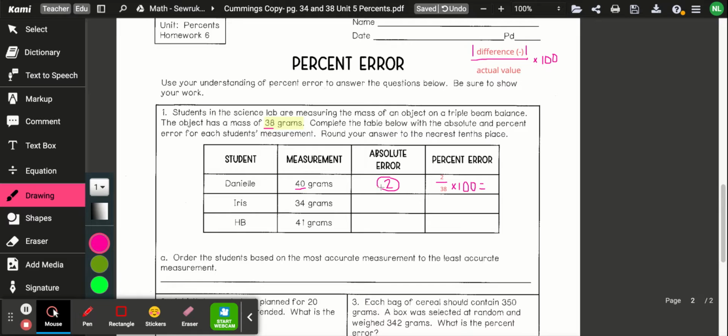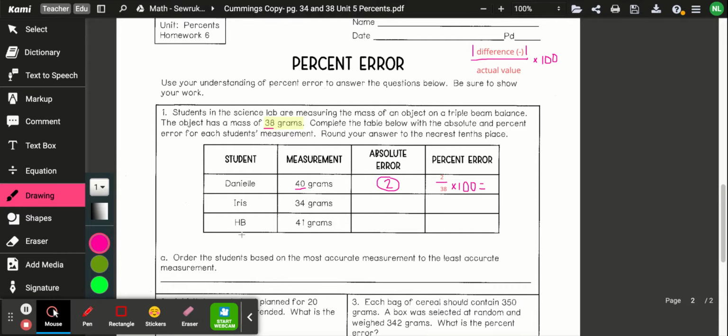I will walk you through the next two, but I'm not writing anything down. Do not ask me for help on them. Listen to what I'm telling you and do the work on your own. So now for Iris, you have to find the difference by subtracting 38 minus 34. Whatever you get, you put here. That number goes on the top and you're dividing by the actual value, which is 38 grams, and then you will multiply by 100 and see what it equals.